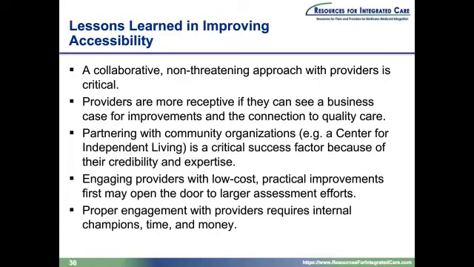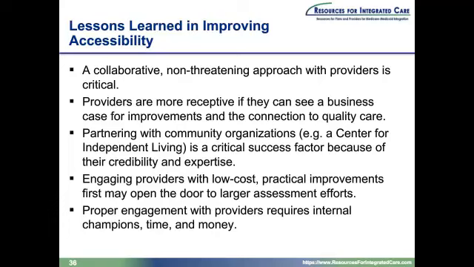As I mentioned, it was really important for Medicaid, the payer, to partner with a community organization. And in particular, we found that the Centers for Independent Living were very well set up within their community to do this type of work. And in Colorado Springs, we worked very closely with the Independence Center. Engaging providers with low-cost practical improvements, we found, piqued their interest and perhaps opened the doors to larger assessment or improvement efforts.